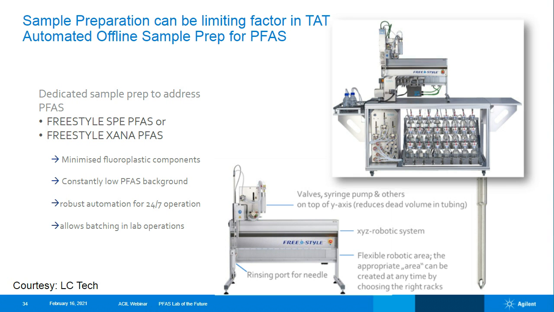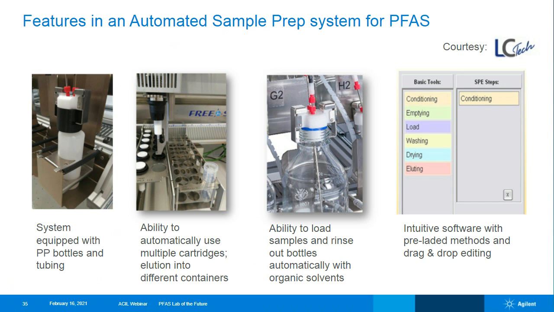But the big benefit here is it allows batching in lab operations. And what I mean by that is you can be doing sample preparation while the instrument is actually running samples from the previous day. And so that way, if there are delays on one side, it doesn't stop the entire operation. So what are the features of the automated sample prep device that the lab of the future has?